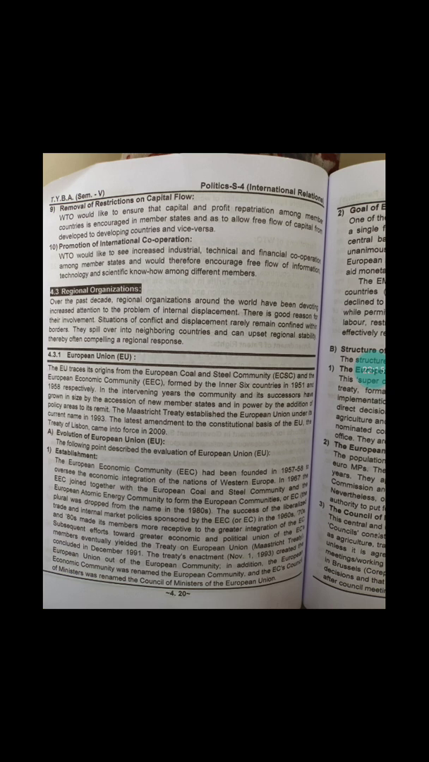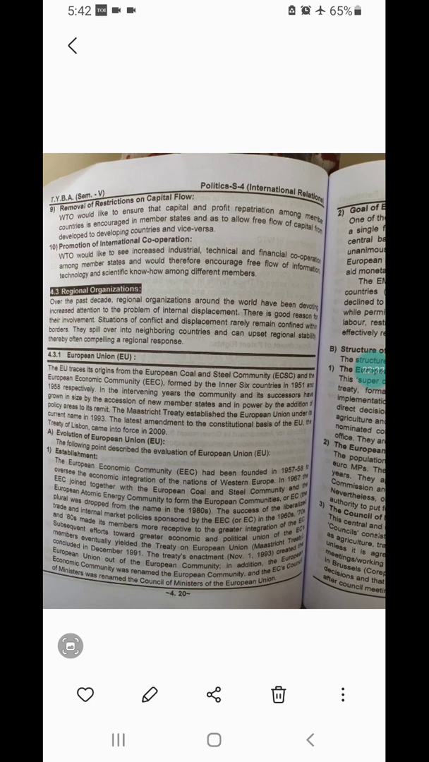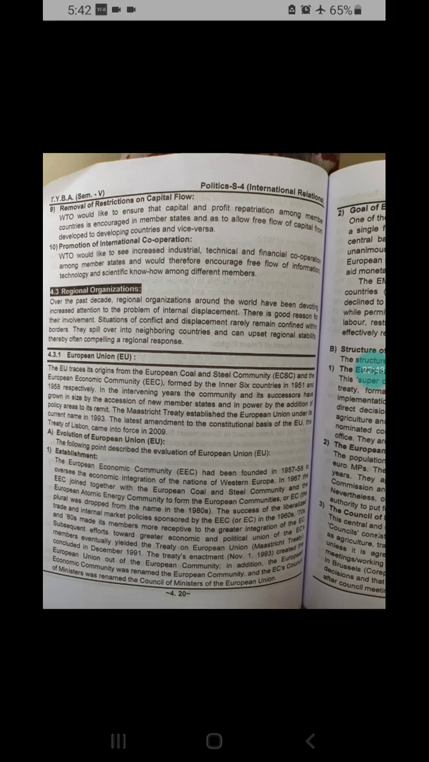In 1967, the EEC joined together with the European Coal and Steel Community and the European Atomic Energy Community to form the European Community, or EC. यहाँ पे क्या हो गया, in 1967 the EEC joined together with the European Coal and Steel Community and the European Atomic Energy Community, ये भी साथ में आईं and they formed the European Community.